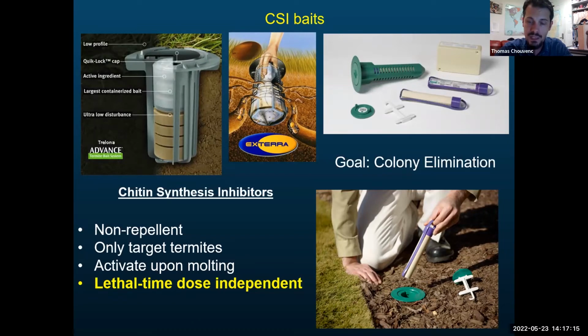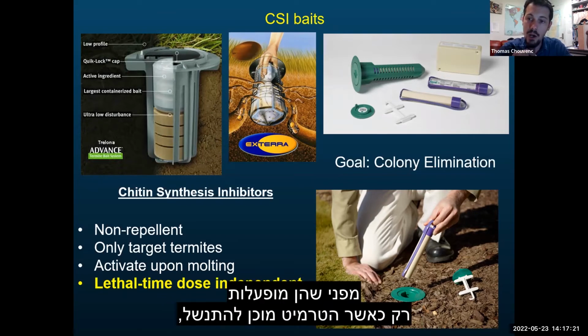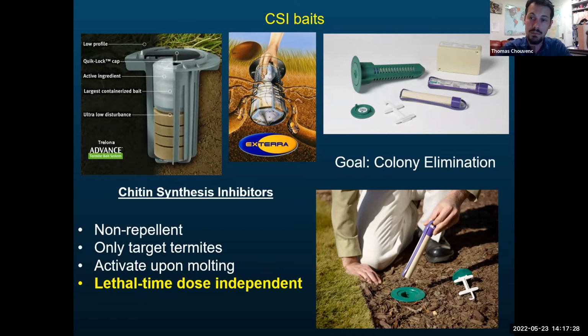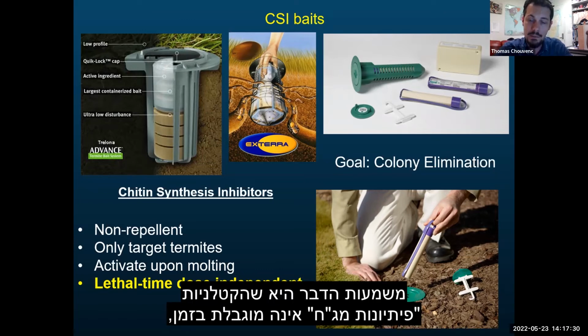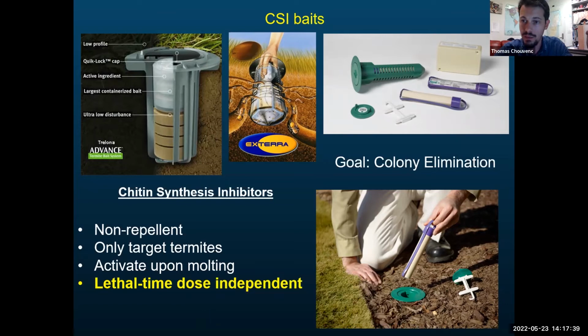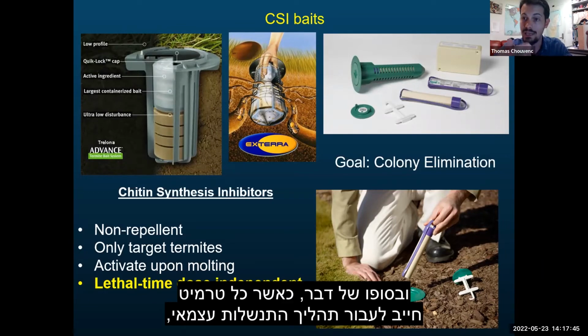The thing is, these compounds don't really kill the termites right away because it only activates when the termite is ready to molt to go to its next instar, like I showed you earlier. This means that CSI baits are lethal time dose independent. That means they can chew on the bait as long as they want. It's not going to really affect them, which gives them time to share the food with everybody in the colony.